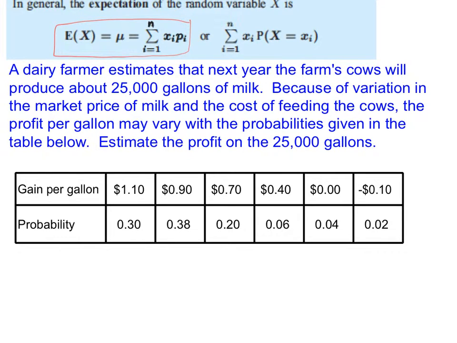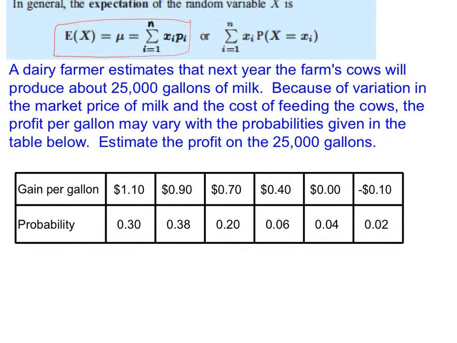All right? So let's consider this. This is kind of how he would set this up, all right? He's kept good records over the last number of years. Okay? And as a result, he analyzes that data he's collected, and he finds that about 30% of the time, he's making a profit of $1.10 on every gallon of milk he sells. Okay? About 38% of the time, he's only making 90 cents a gallon. 20% of the time, he's making 70 cents per gallon. 6% of the time, he makes 40 cents per gallon.